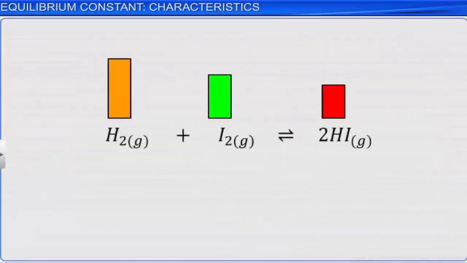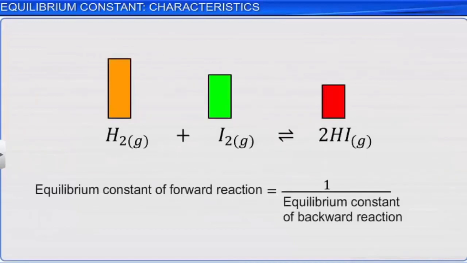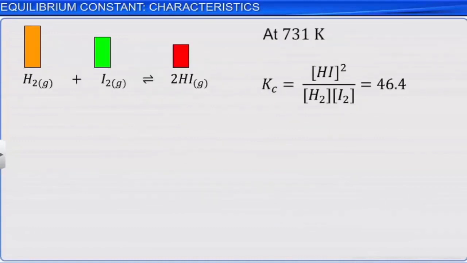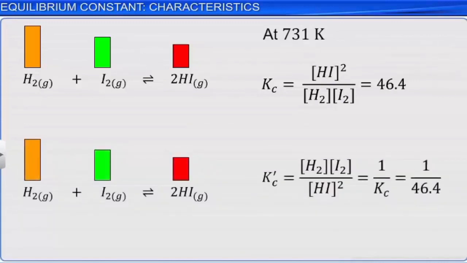The equilibrium constants of a forward reaction and its backward reaction are reciprocals of each other. For example, the equilibrium constant for the reversible reaction of gaseous hydrogen and gaseous iodine to form gaseous hydrogen iodide at 731 Kelvin is 46.4. The equilibrium constant for the reverse reaction of the decomposition of hydrogen iodide at the same temperature is the inverse of the equilibrium constant for the forward reaction of the formation of hydrogen iodide from hydrogen and iodine. This is equal to 1 by 46.4.